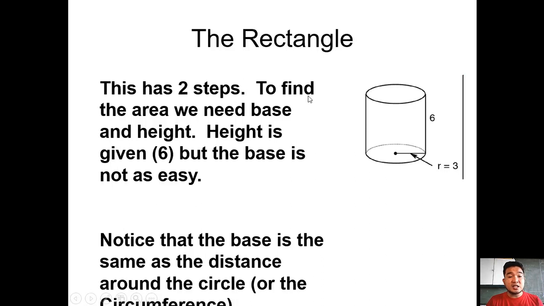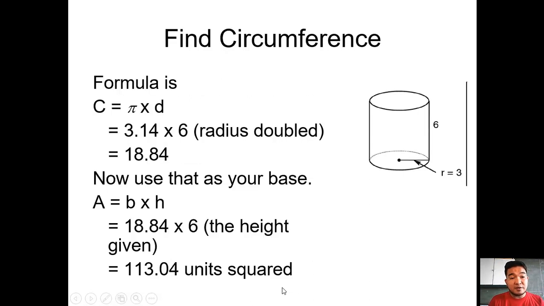The rectangle has two steps. To find the area, we need the base and height. The height is already given, which is 6, but the base is not as easy. Notice that the base is the same as the distance around the circle, or the circumference. So we have to solve for the circumference to get the dimension of our rectangle. So 3.14 times the diameter. But the given here is the radius. So to get the diameter, we multiply the radius by 2, and that is equal to 6.